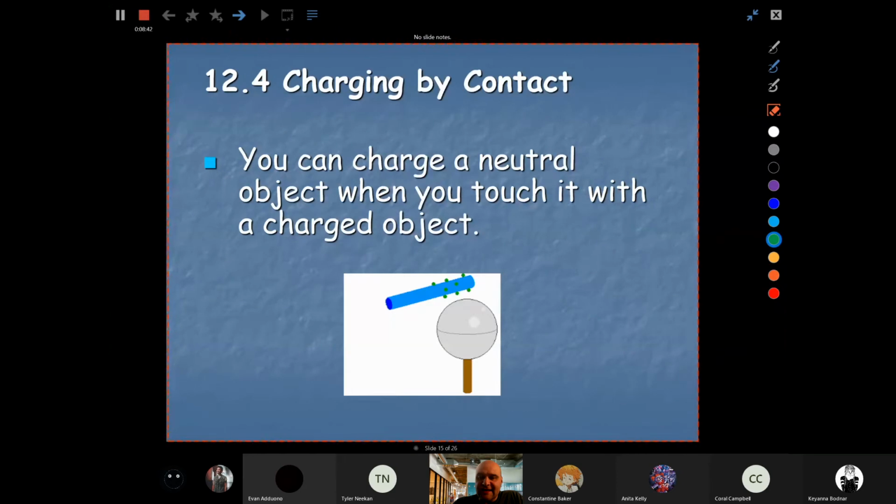Okay, so let's get this down. Here's our definition of charging by contact. The word touch is the important word here. For friction, the important word is rub. Touch is the important one for charging by contact.